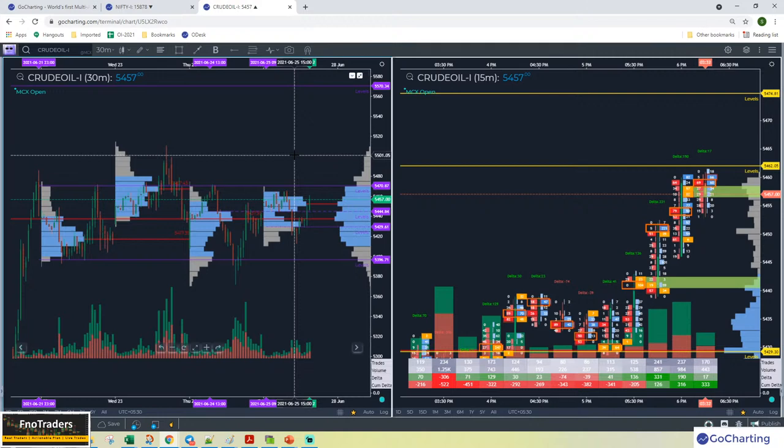In terms of understanding order flow, what the basics are to start with and everything.